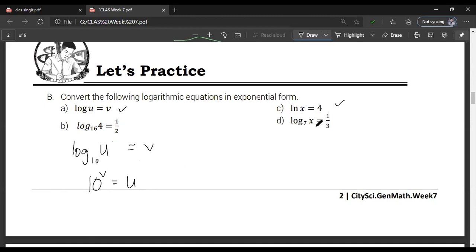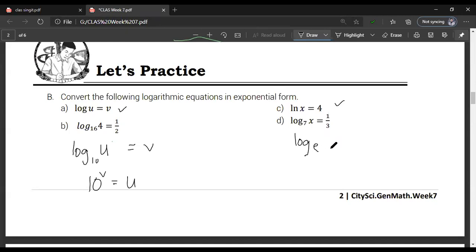How about letter C? We have ln of x, or ln x equals 4. So, ano na nga yung base kapag ln? E. Tama. E po. Okay, so e. So, ln is logarithm with a base e.